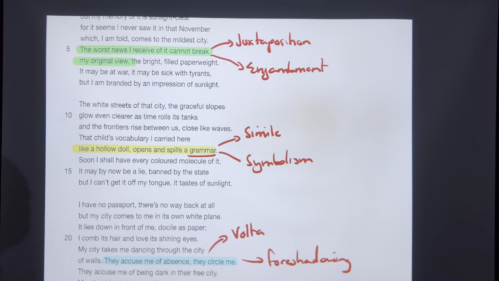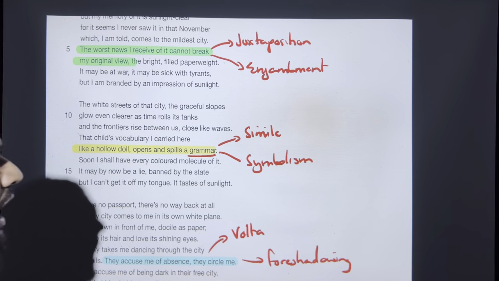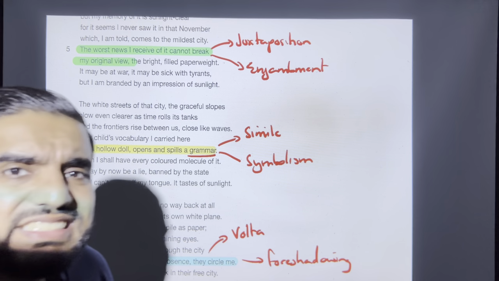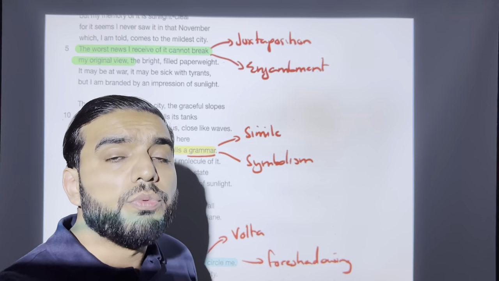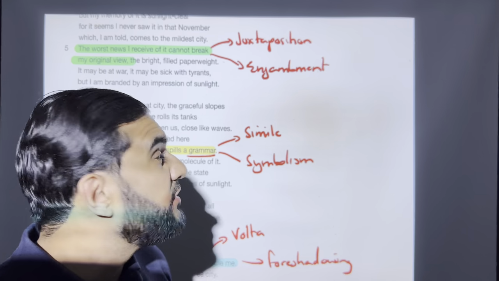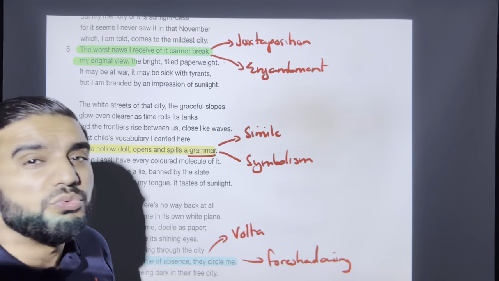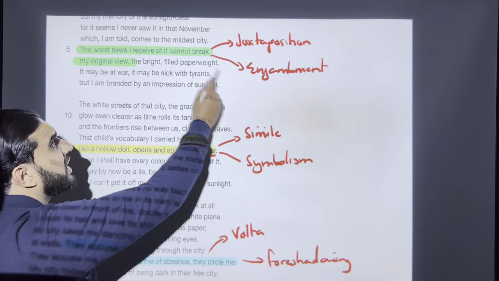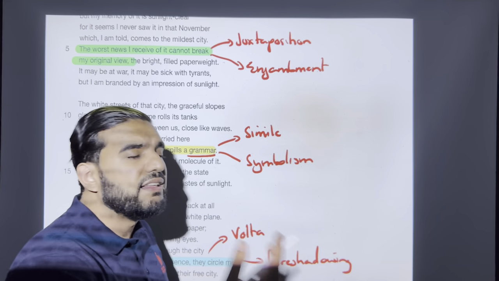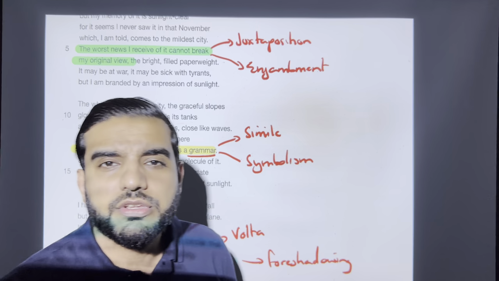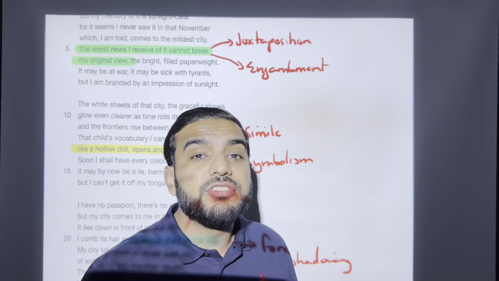The worst news I receive of it cannot break my original view. She's saying that no matter what I'm told, no matter what they say about my city, no matter what they say about where I'm from, I'm not going to change. I'm going to still believe that it is perfect. And this is juxtaposition, guys, because she is in absolute denial. And the enjambment, guys, line carrying on, for me, emphasizes how this has gone on for far too long. But it shows you the damage that war has done.